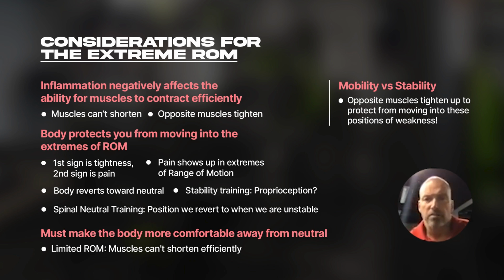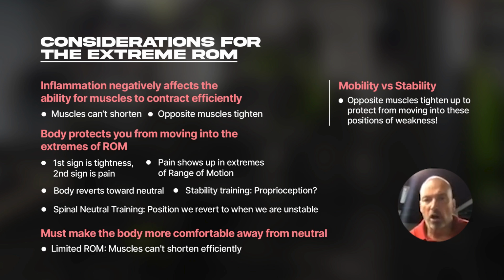When I go through range of motion assessment, I take people into external rotation and they say, oh yeah, that hurts. Well, not only does it hurt, but it's tight. Tightness is the first sign of muscle dysfunction. Pain is the second. You keep putting force on those tissues in the extreme of range of motion, the body's shouting out saying, don't do this until you fix the problem. So the body reverts toward neutral. It reverts toward its center of gravity.